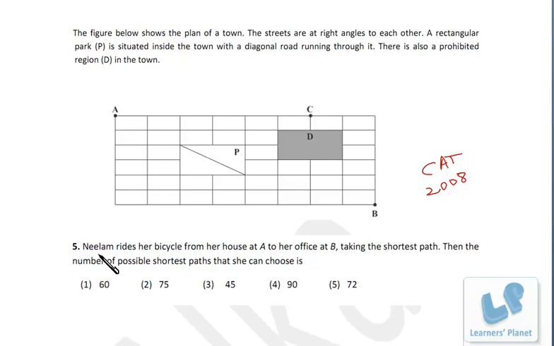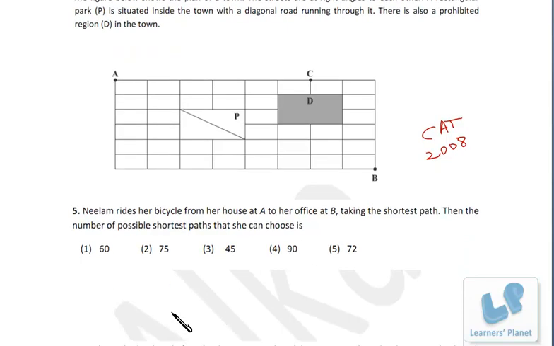Now the first question is: Neelam rides her bicycle from her house A to her office B, taking the shortest path. Then the number of possible shortest paths that she can choose. Obviously the shortest path will involve this area, because from this point to this point the diagonal will have the shortest length instead of this plus this, right? So first of all she will be going from A to this point.